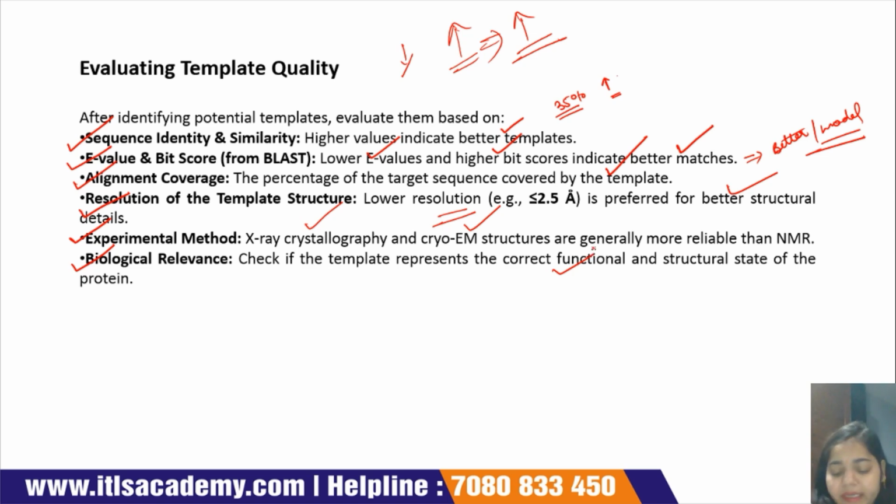First is the sequence identity and similarity. The higher the sequence identity and similarity, the better the model design. The lower the e-value and higher the bit score, the better the match and the more accurate the model design. Higher alignment coverage gives better similarity and a more accurate model. The lower the resolution value, the better the structural detail and the more accurate the model. Template structures determined by X-ray crystallography and electron microscopy give a more accurate structure of the unknown protein. These are the factors which affect the quality of the model.